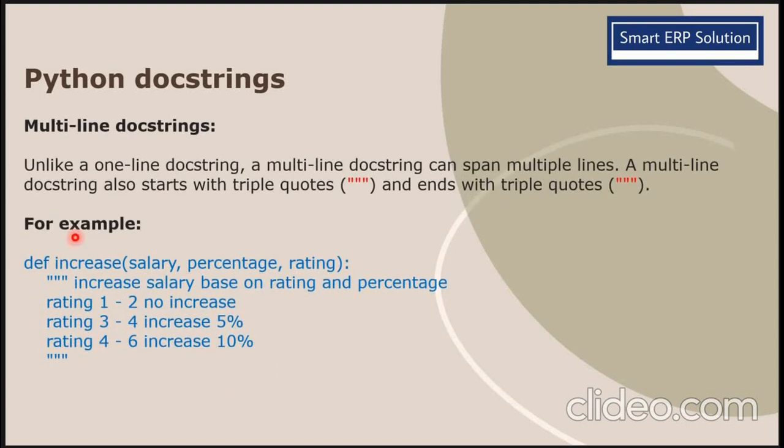Multiline docstring. Unlike a one-line docstring, a multiline docstring can span multiple lines. A multiline docstring also starts with triple quotes and ends with triple quotes. For example, def increase. This is a function. Salary, percentage and rating are the three parameters, and this is an example of the multiline docstring. Started with triple quote and ended with triple quote. So Python treats this multiline string as a multiline docstring.